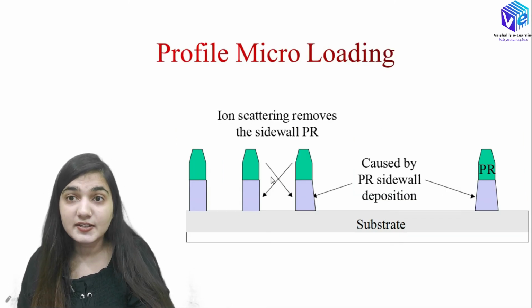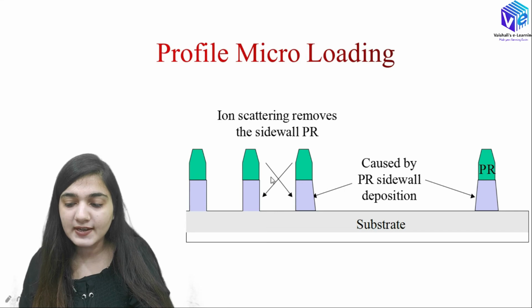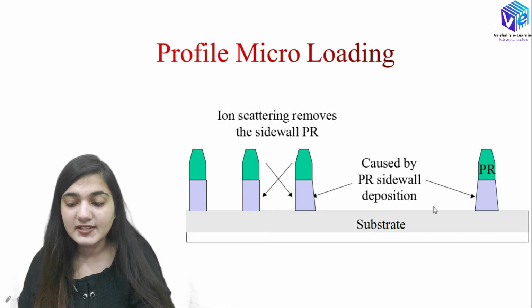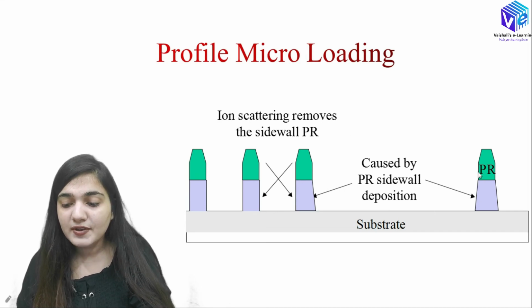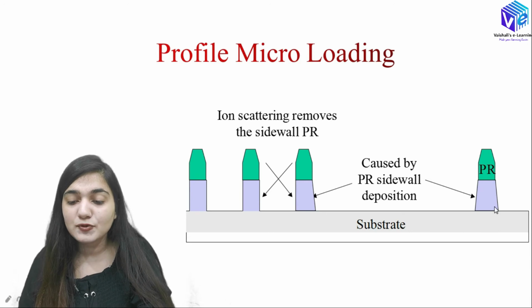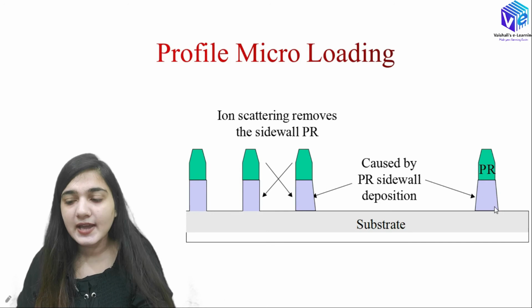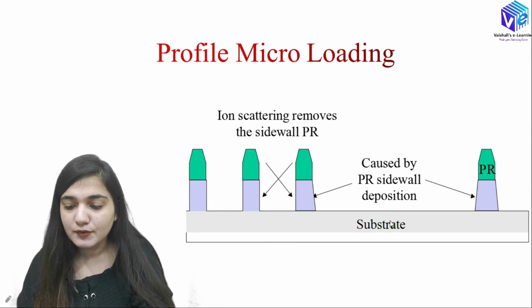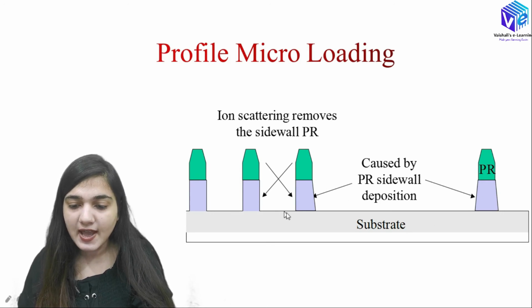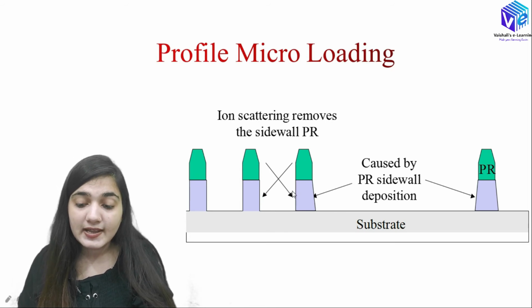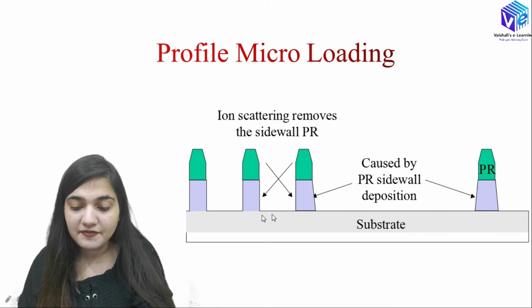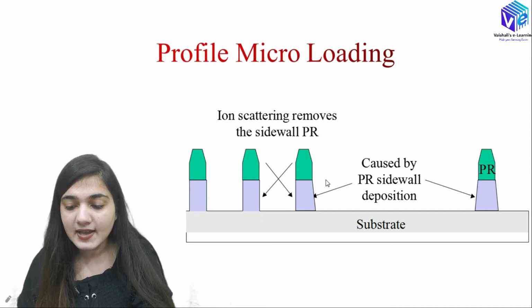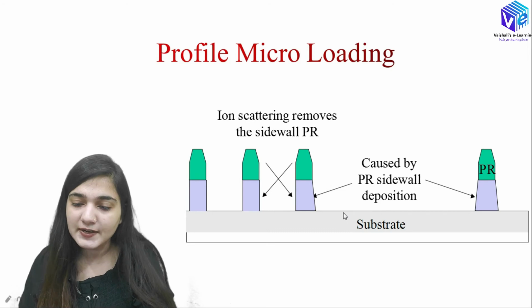Again, we can have various profiles in the micro loading effect as well. We can have the side walls also. So we can have the side wall due to the deposition of the etchants or the byproducts that we have. Okay, so here we have the substrate, and the ion scattering removes the side wall also. So if I am using the ion scattering, then I will be having the perfect side wall. Otherwise I have this tapered type of side walls.